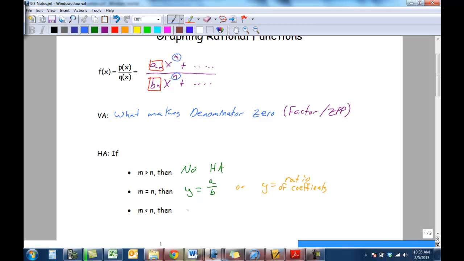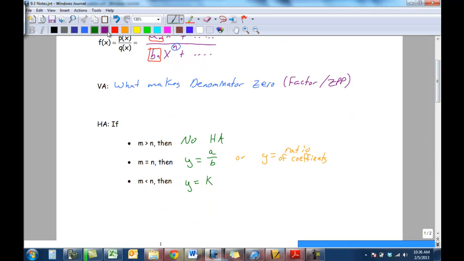Now, here's the thing. The book says it's y is equal to 0, but I think that's wrong. I don't think that's right. In my opinion, y is equal to k. Now, let me show you why.